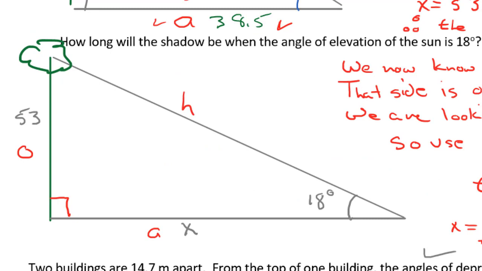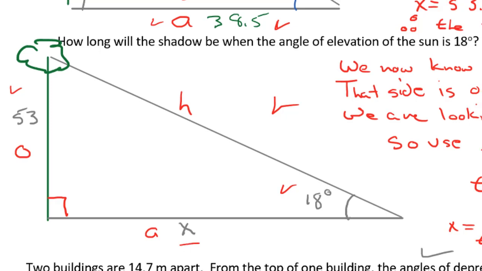This question is asking how long the shadow will be when the sun is at an angle of elevation of 18 degrees. So I've redrawn my diagram. I've stated that the angle of elevation is 18 degrees. We know that the tree is 53 meters tall. That hasn't changed. And we're going to be solving for the length of the shadow.